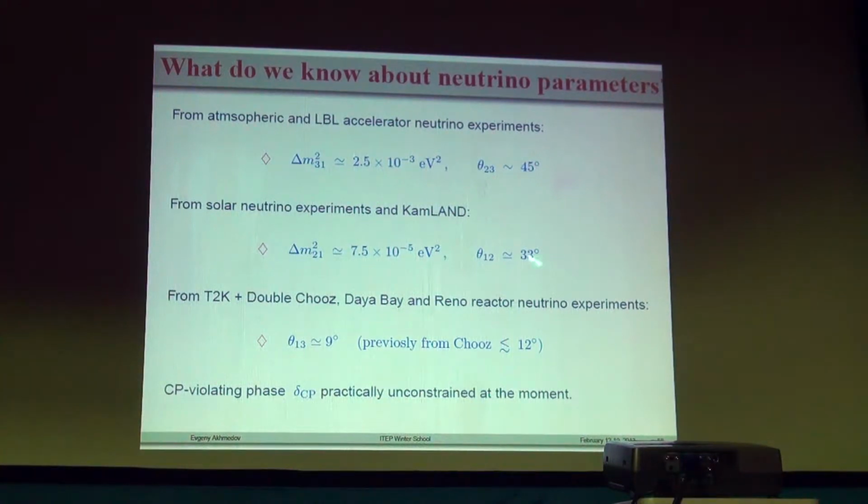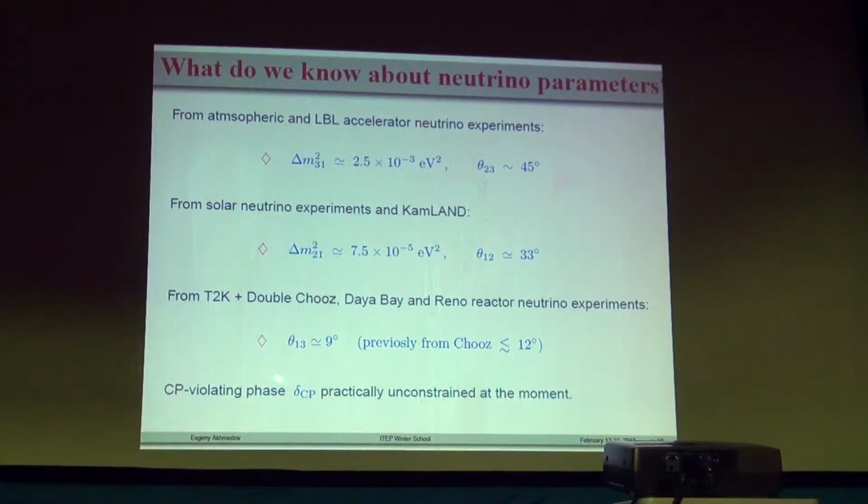Next, from the solar experiments and KamLAND, we know that the smaller mass square difference is about a factor of 30 smaller than the big one, and it's approximately 7.5 times 10 to minus 5 electron volt squared. And the corresponding mixing angle, which is responsible for the oscillations of solar neutrinos, sometimes called the solar mixing angle and solar mass square difference, is about not 33, it's closer to 35 degrees.